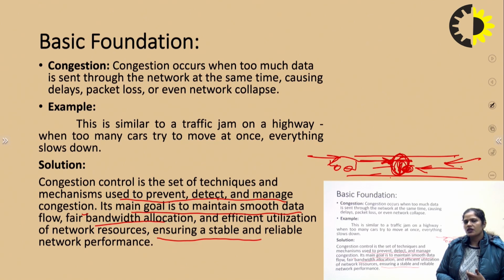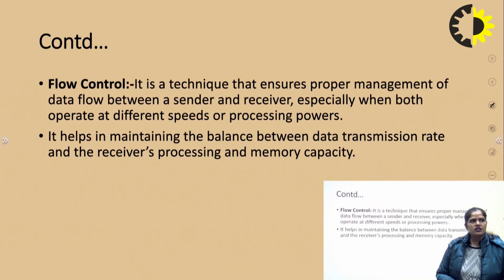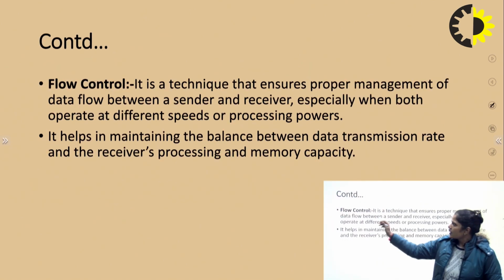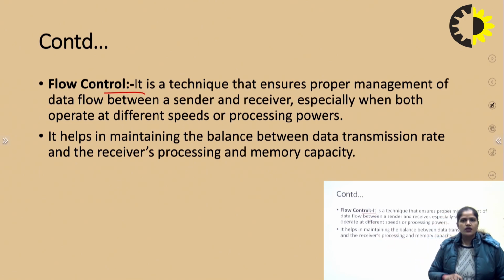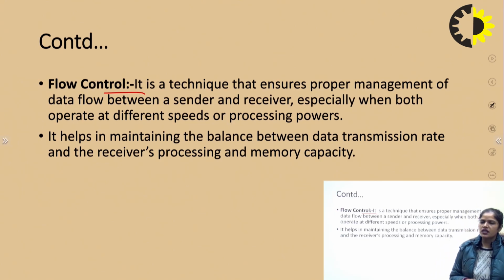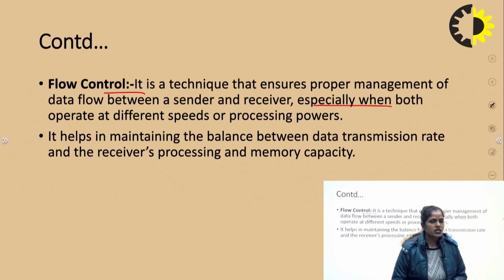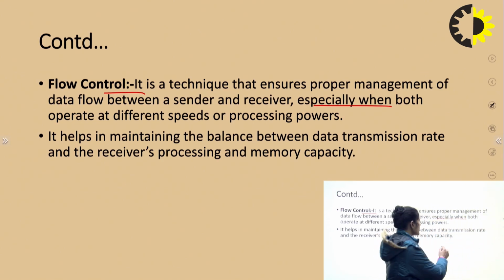And how can we control this congestion? By using some techniques. In the next topic, we are talking about flow control, because this situation arises during congestion when the flow is stopped. This technique ensures proper management of the data flow between the sender and receiver, especially when both operate at different speeds or processing rates, because communication is always done between the sender and receiver.